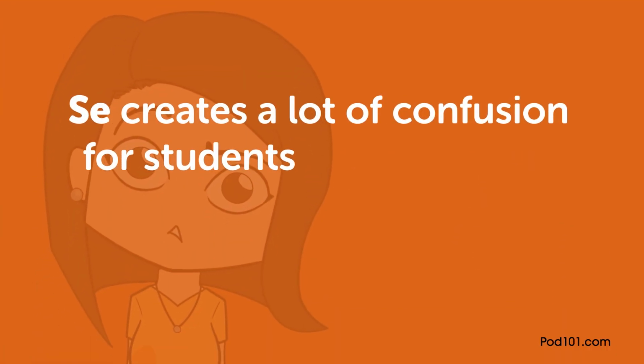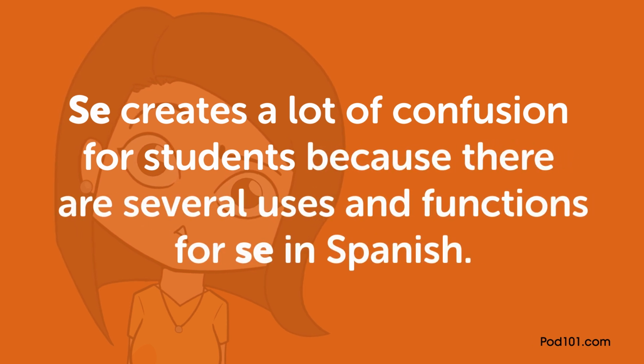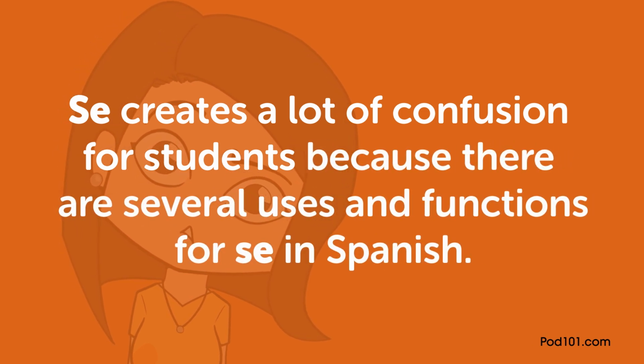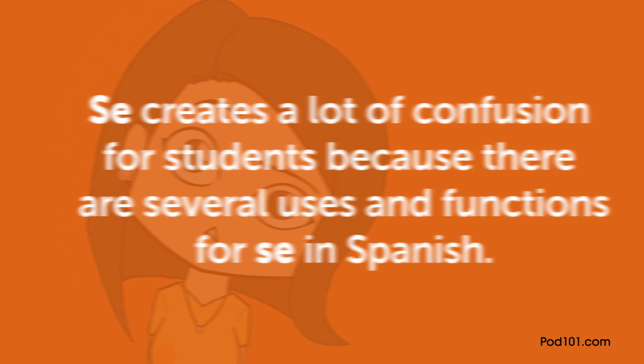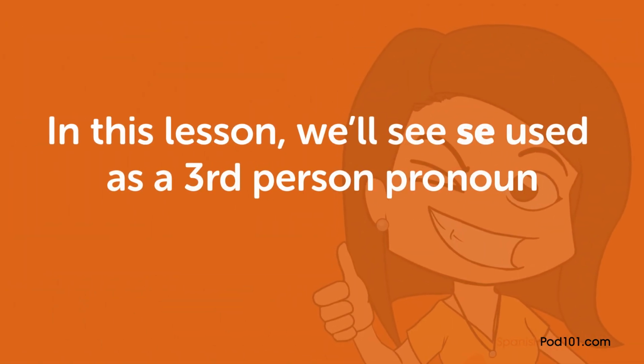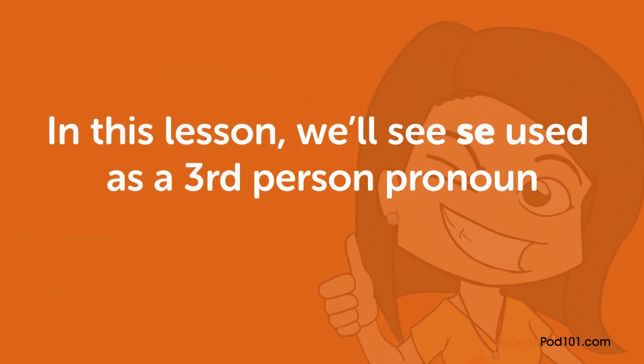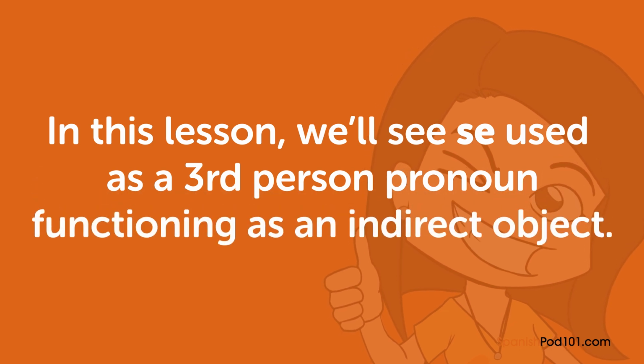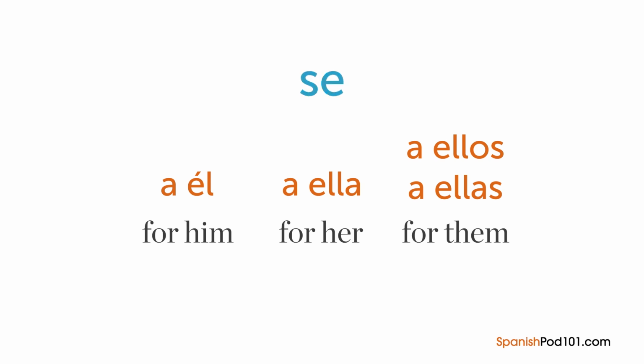The question for this lesson is: how do I use the pronoun se as an indirect object? Se creates a lot of confusion for students because there are several uses and functions for se in Spanish. In this lesson, we'll see se used as a third-person pronoun functioning as an indirect object. This means that we'll use se when it means a él or a ella, for him or for her, and a ellos or a ellas, both meaning for them.